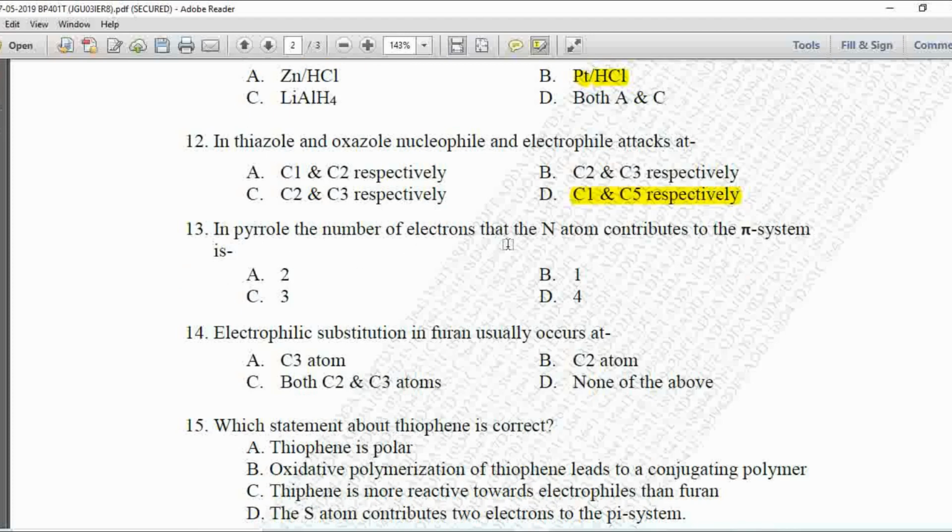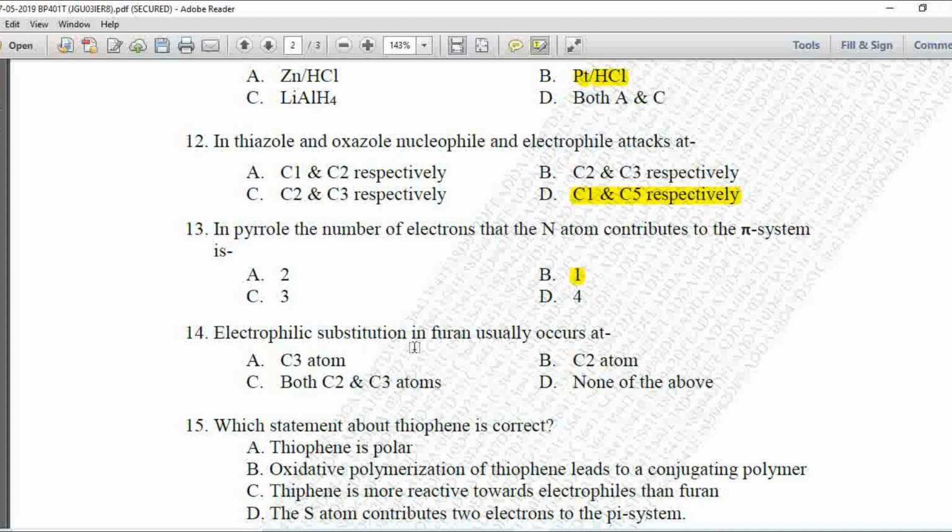Next 13 MCQ. In pyrrole, the number of electrons that the N atom contributes to the pi system is option A is 2, B is 1, C is 3 and D is 4. So here option B is correct, because in pyrrole the N atom contributes one lone pair of electrons to the pi system, which is 1. So here B option is correct.